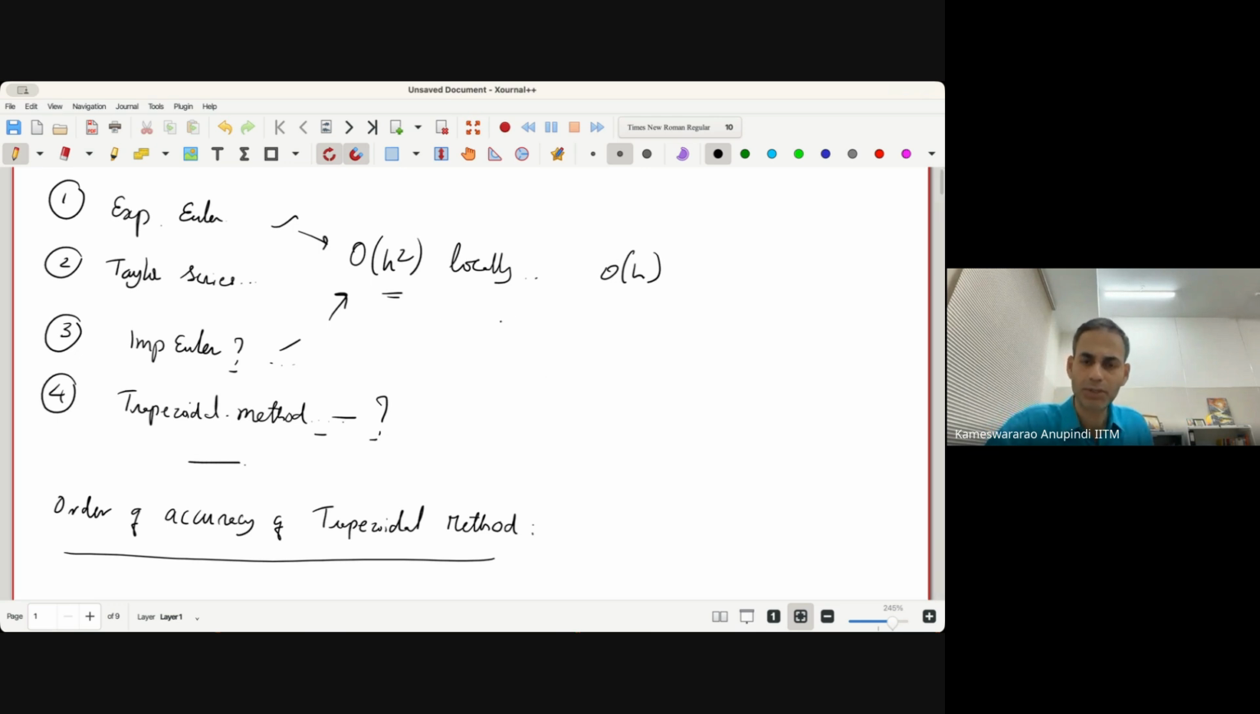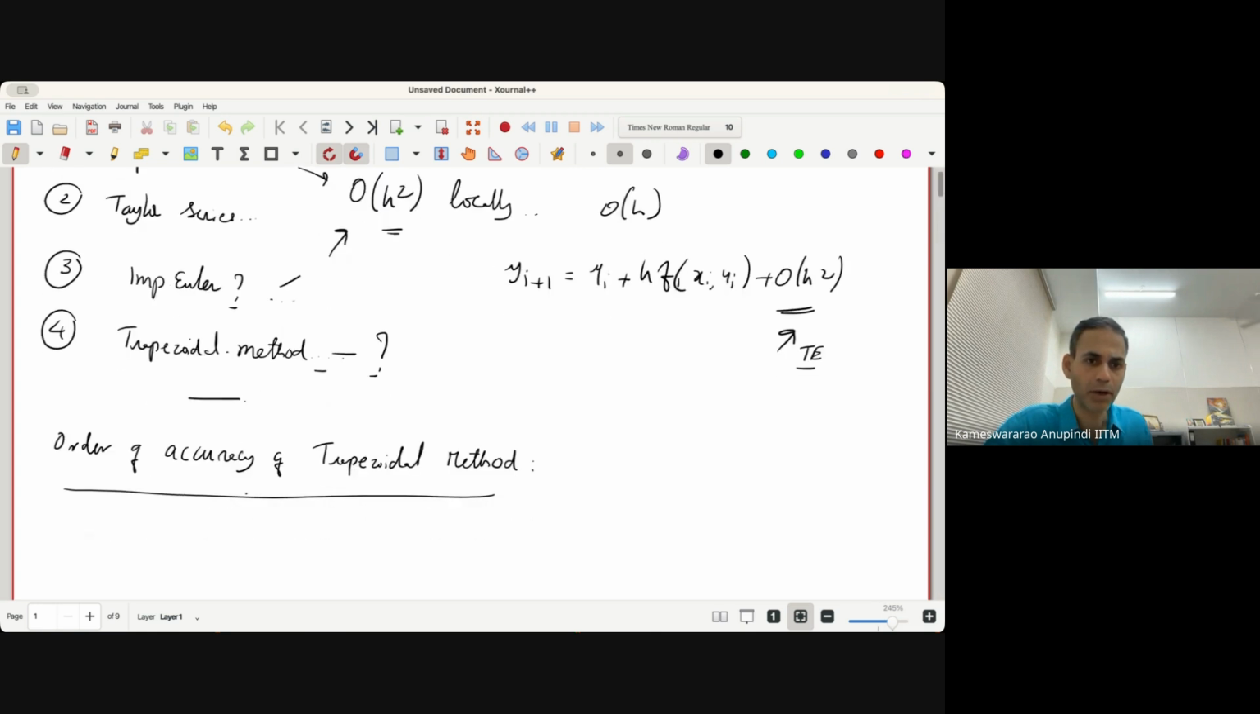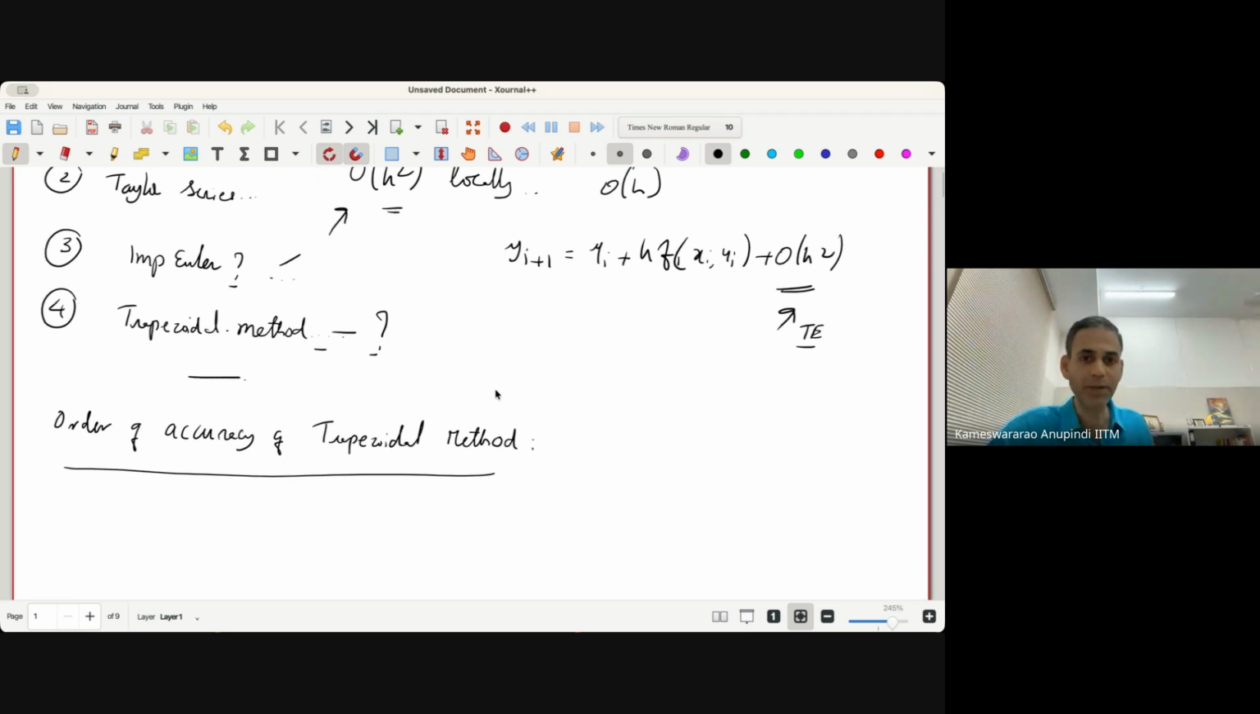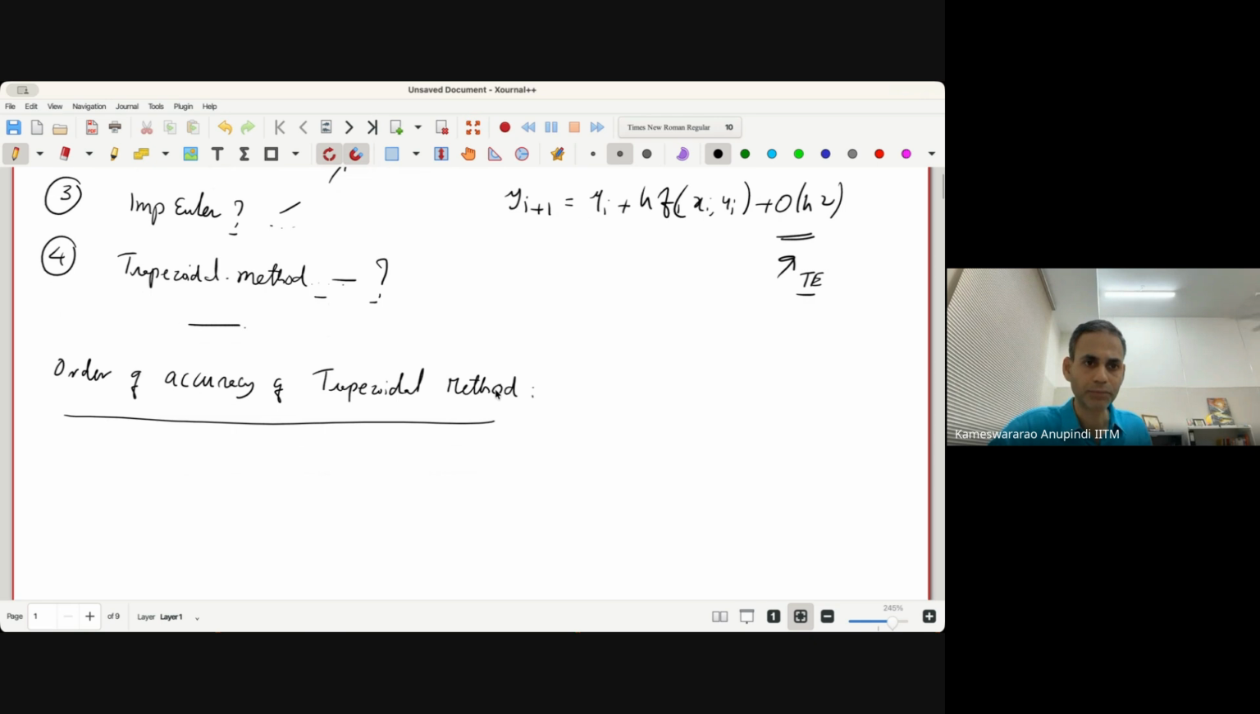Explicit Euler, implicit Euler is straightforward to see because we have this value yi plus 1 equals yi plus h times f of xi yi, plus you will have order h square, right? That is the truncation error, which locally gives a second order accuracy. So today we're going to look at the order of accuracy of the trapezoidal method. Followed by that, we will look at the stability analysis for each of these methods: explicit Euler, implicit Euler, trapezoidal, and so on. Okay.